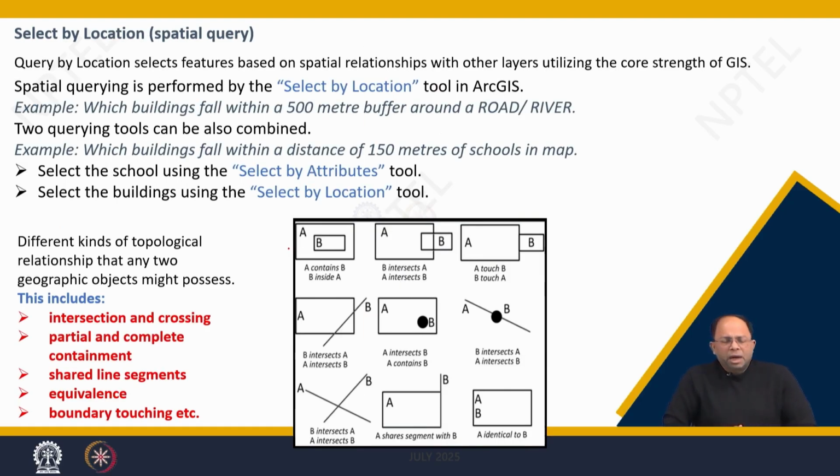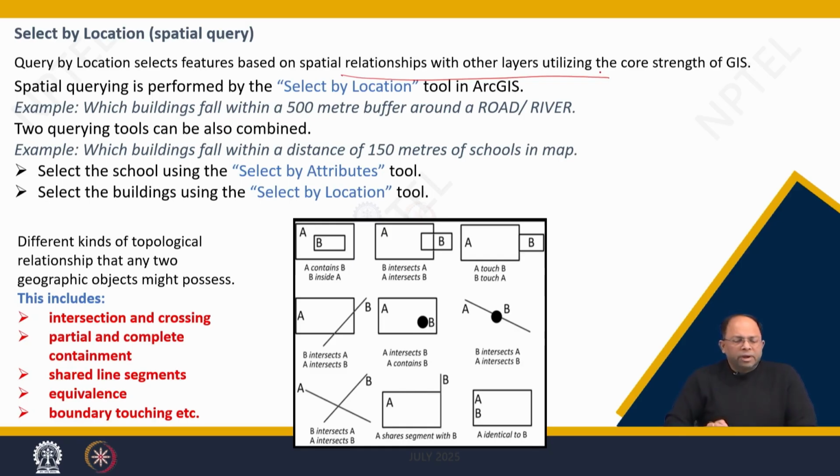Then comes the more interesting part in querying in GIS, which is utilizing the core strength of GIS, which is the spatial features that are provided. For example, we have got lines, we have got points, we have got polygons, right? Because that's something which is in addition to normal databases, right? So GIS also have those particular features which are in addition, and so we have to use the power of those to also do some very interesting queries. For example, query by location, select features based on spatial relationships with other layers utilizing the core strength of GIS.